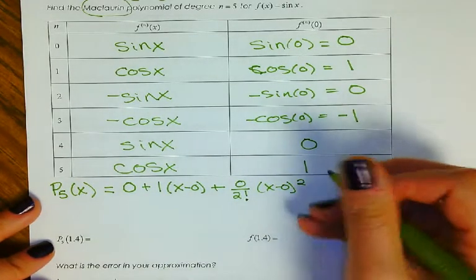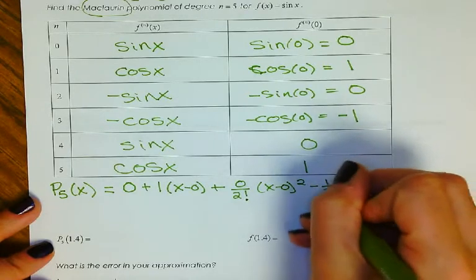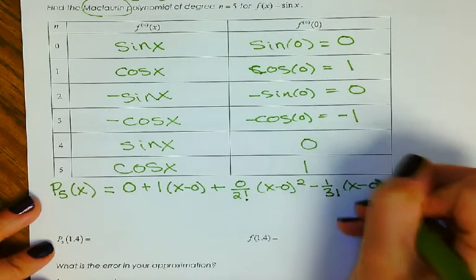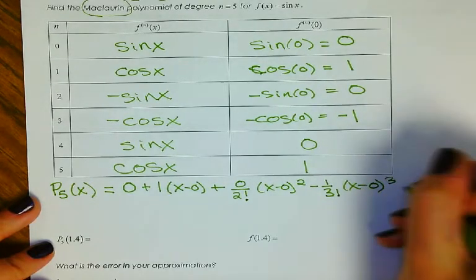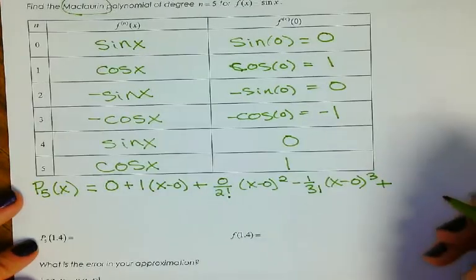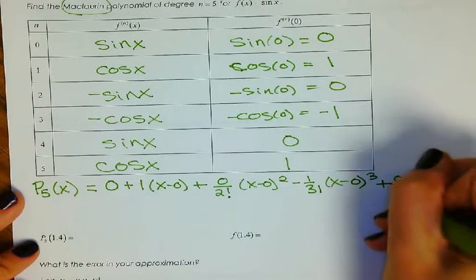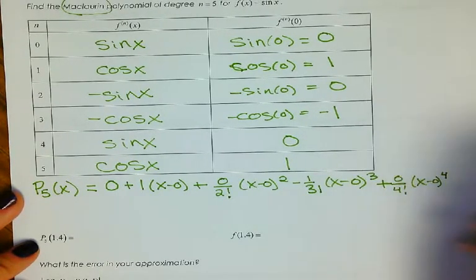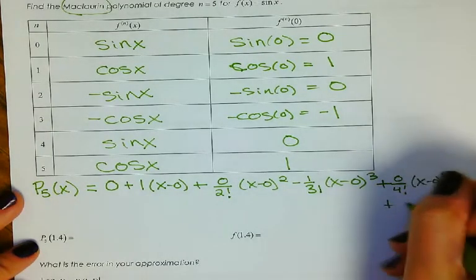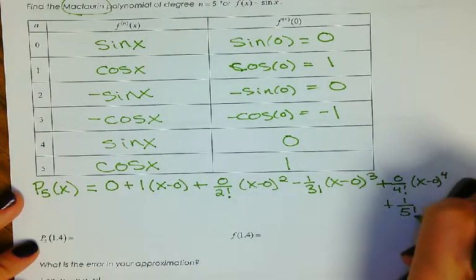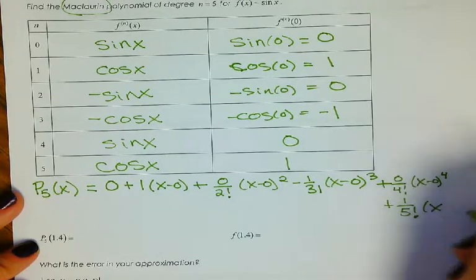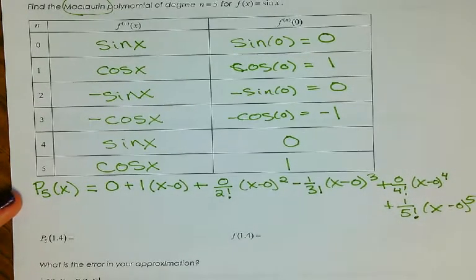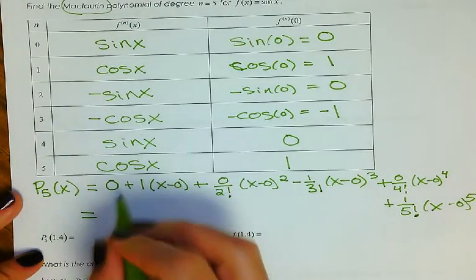And I'm just following the pattern. Again, a bunch of these things are going to drop off when I simplify it, but for now, I'm just going to put them in there so that I follow the pattern that I'm used to. Okay, and then the 4th degree, right, 0 over 4 factorial, x minus 0 to the 4th, and then I'm going to have plus 1 over 5 factorial, x minus 0 to the 5th, right? And so I can clean that up.